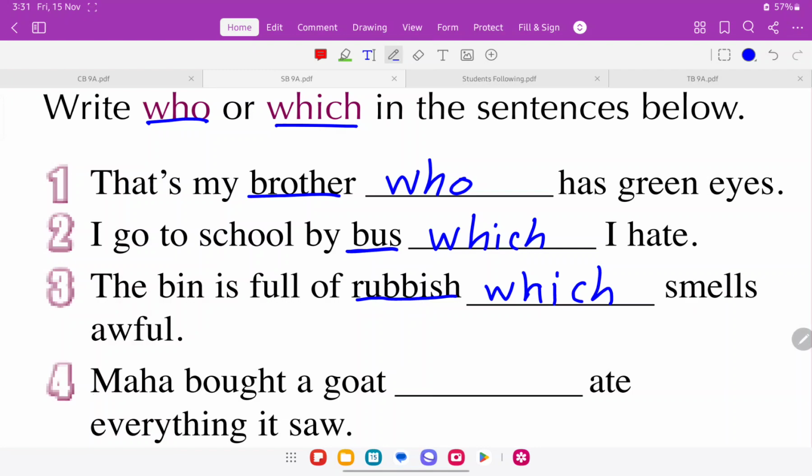Okay, now we go to the 4th sentence. Maha bought a goat, ate everything it saw. So we have Maha bought a goat. Now the goat is the noun that we are adding information about. Is a goat a person? No, it's not a person. Goat, ma'az. So a goat is a thing. So what do we add in here? We add who? No, we add which. So the answer is: Maha bought a goat which ate everything it saw.